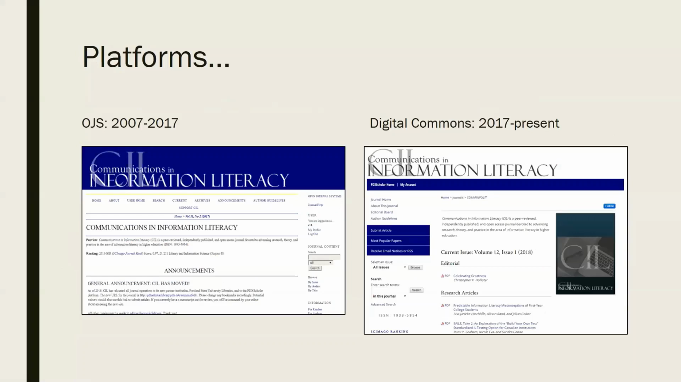So, CIL was originally developed under the umbrella of the University at Buffalo Libraries on the OJS platform. For those who are unfamiliar, that's Online Journal Systems, which served us very well for several years. And for a variety of reasons, mainly practical, the journal moved to Portland State University and its celebrated Digital Commons platform, PDX Scholar. We simply no longer had the capacity to manage the ongoing growth of CIL with its original publishing model.